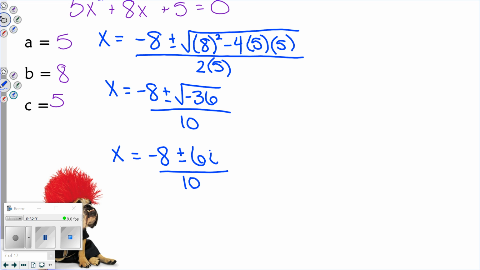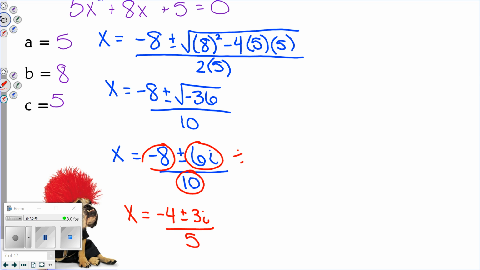Square root of 36 is 6, so the radical is gone. After we clean up the radical, your next step says if all 3 of these numbers can divide, then I can divide them. They can all divide by 2. So x equals negative 4 plus or minus 3i all over 5, right? We divided all those numbers by 2.